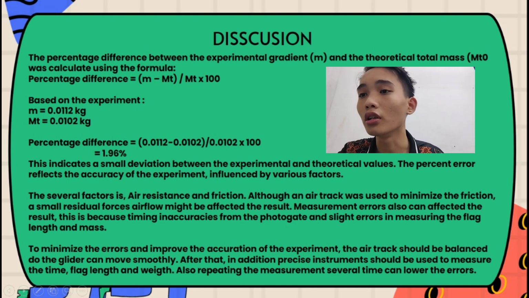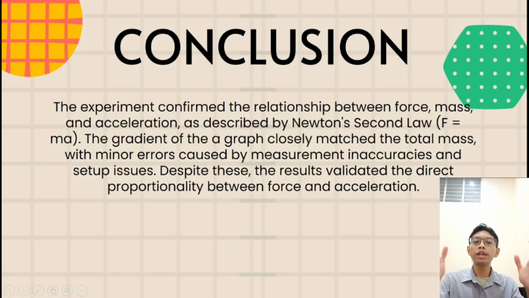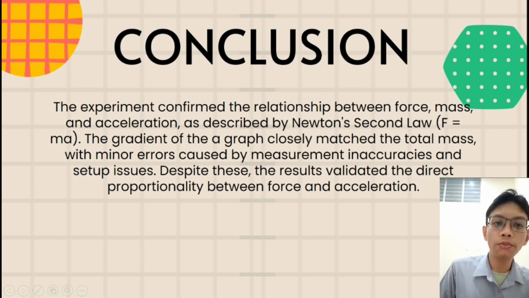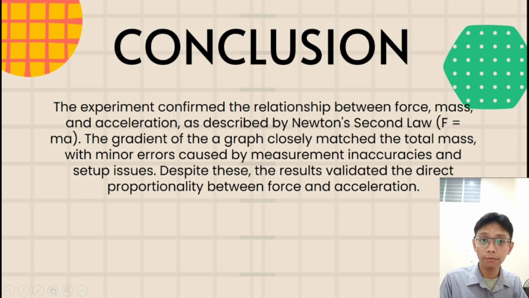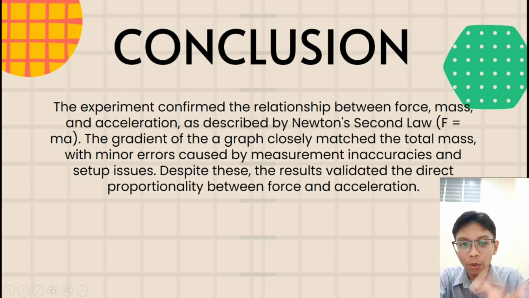To minimize the errors and improve the accuracy of the experiment, the track should be balanced so the glider can move smoothly. In addition, precise instruments should be used to measure the time, flag length and weight. Also, repeating the measurement several times can lower the errors. Now we are at the end of the presentation video for Mechanics 1 PHY110.